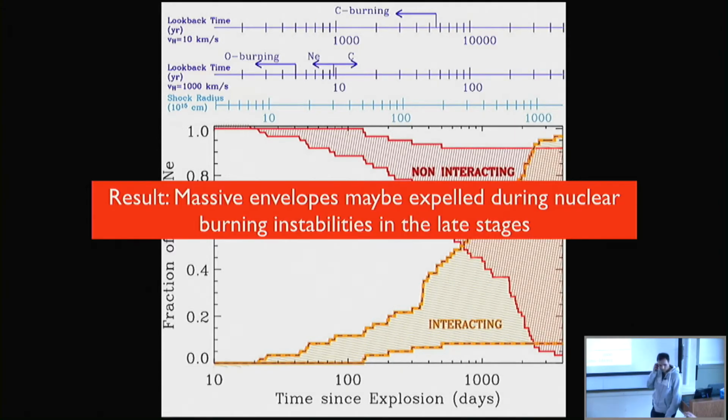What does the shaded region mean? The shaded region takes into account our ignorance about various things, like uncertainties in observations. Sometimes you don't have observations carried out at a clear cadence, and you miss various things. So you can think of this as the lower limit on this fraction versus upper limit. Okay. And the conclusion here is that the massive envelopes may be expelled during nuclear burning instabilities in the late stages.